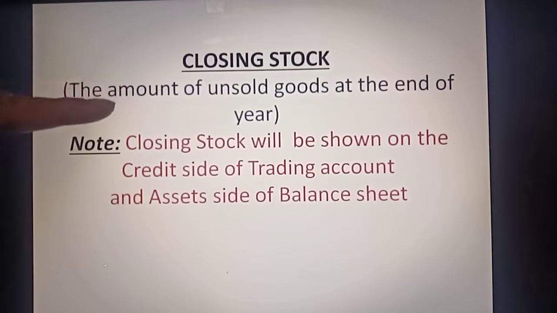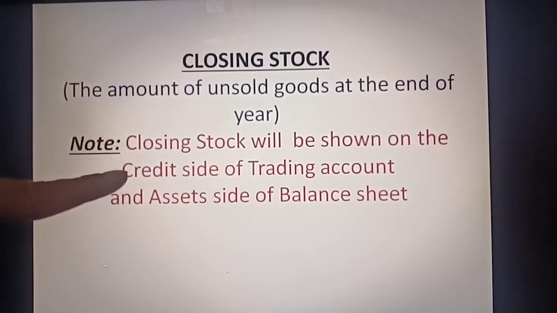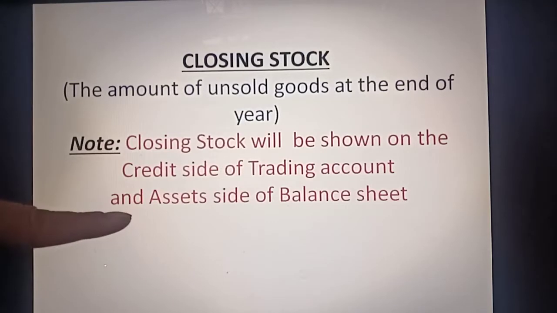See, closing stock, again I will repeat, is the amount of unsold goods at the end of the year. Two effects: one effect is shown on the credit side of the trading account and the other is shown on the asset side of the balance sheet.